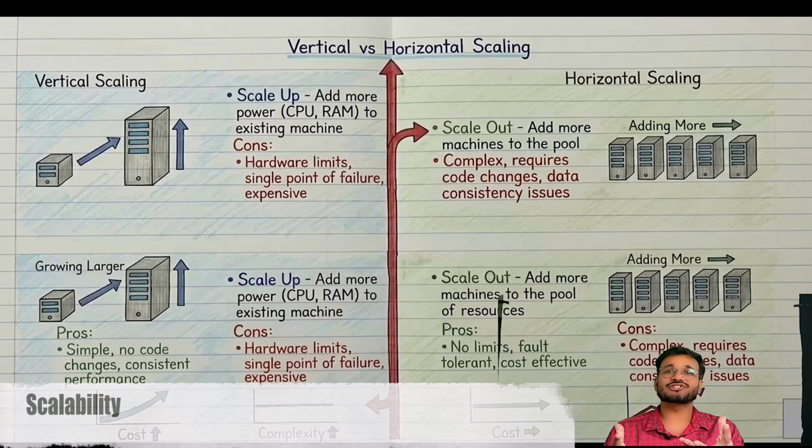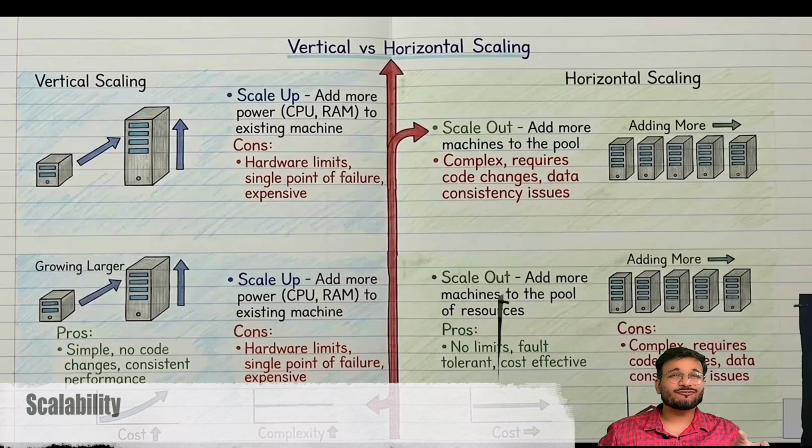Instead of one powerful server, you have many smaller servers working together. But horizontal scaling introduces complexity. Now you need to do load balancing, data partitioning, coordination between the machines. You need to handle the fact that some machines might be slower than others and might even fail entirely.